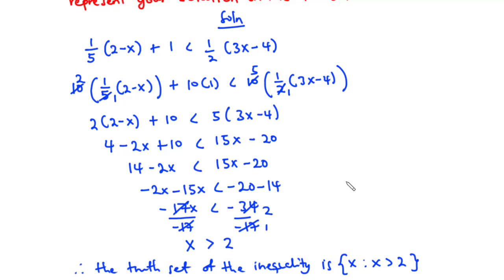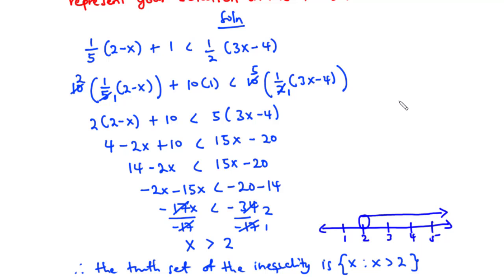So let's represent this on the number line. We have 1, 2, 3, 4, 5, and so on and so forth. So this is 2 on the number line. Because it is greater than, we are going to represent that with an open circle, and then numbers greater than 2 are found on the right hand side. So we are going to move in this direction.